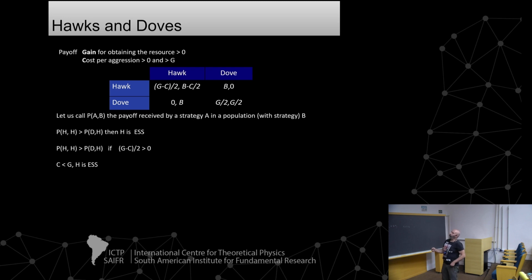If a Hawk is confronting a Hawk, statistically half of the time it will win and half of the time it will lose. When it wins, it gets a payoff equal to chi, which is the gain for obtaining the resource. When it loses, it must pay a cost equal to c, which is the cost of aggression. So the total payoff will be equal to (chi minus c) divided by 2. I don't know what this thing here is. This is wrong.